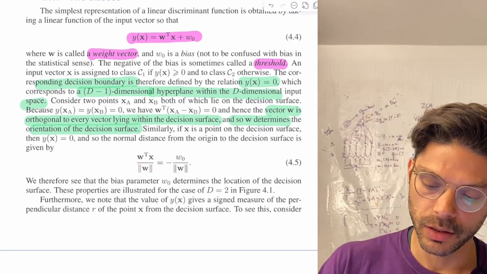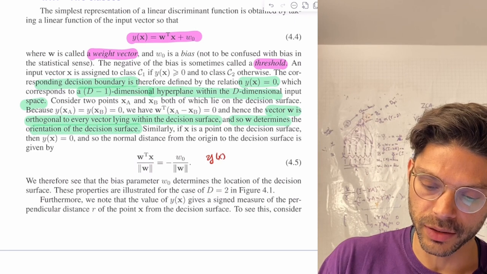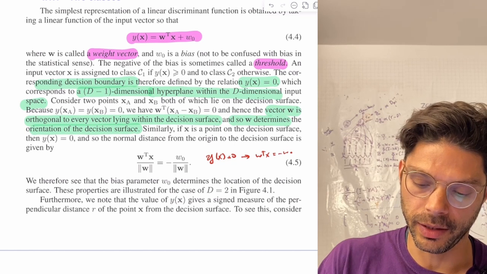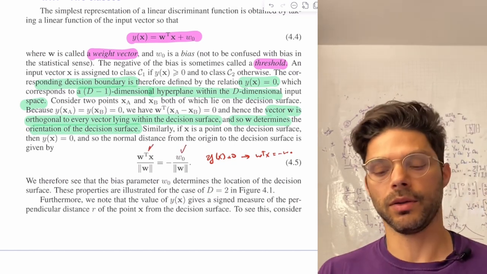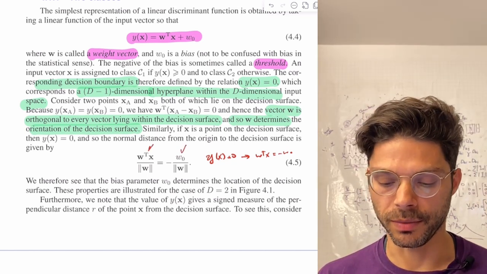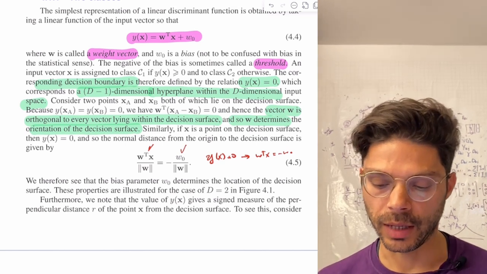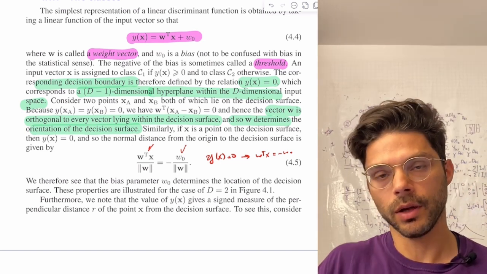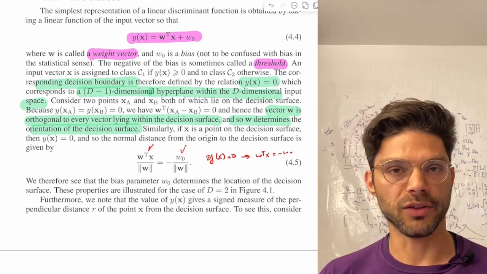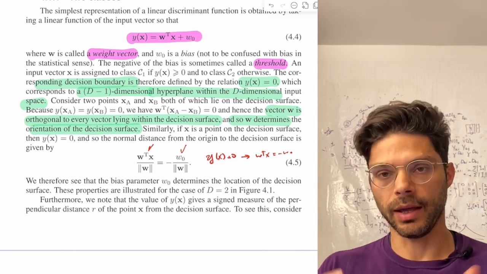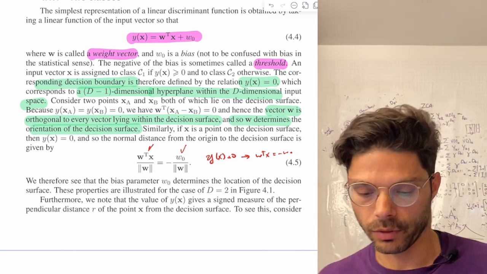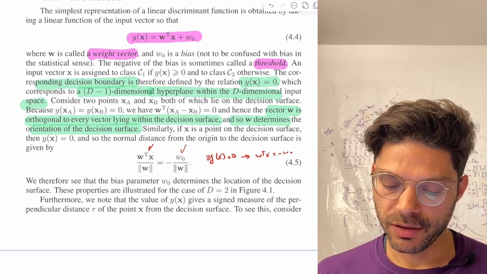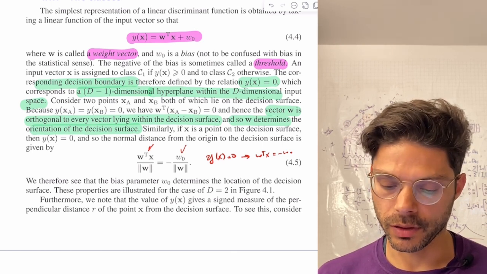Because we have our equation that says y of x is equal to 0, that tells us that w transpose x is equal to minus w naught. That's why you've got these two on either side of the equal sign. So the bias parameter tells you the location of the decision surface. If w naught was 0, then that surface would go through the origin and be oriented in a particular way. And as you increase w naught, the surface starts receding backwards. We therefore see that the bias parameter determines the location of the decision surface.